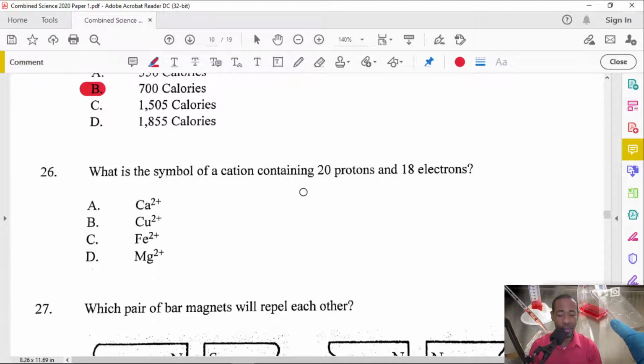How do we know it's going to be 2 plus? Because the number of protons is always equal to the number of electrons within a neutral atom. And so for the electrons to be less, that means 2 electrons were given off. And so the loss of 2 electrons will be 2 positive, right? So 26 will be option A. All right, so let's get 27.